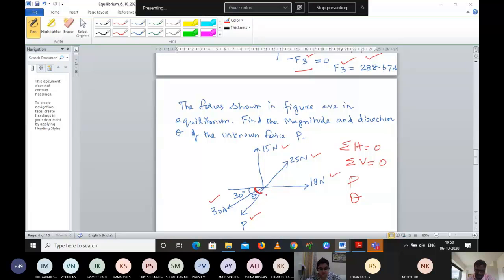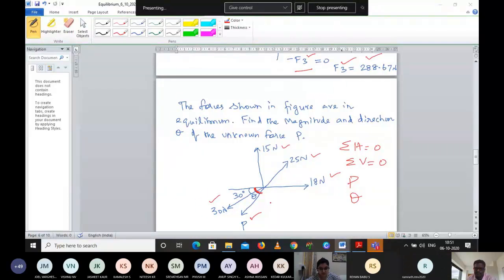Are you getting 30 plus 15 as the angle? No, only theta. Theta has the 30 degree, sir. Yes, theta has that 30 degree. Very good. Please don't add that 30 with the theta. That's only what I want to convey.